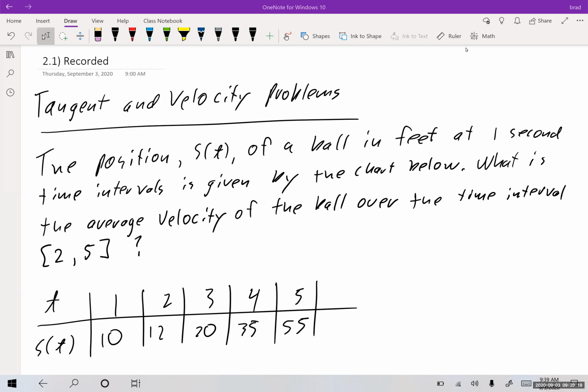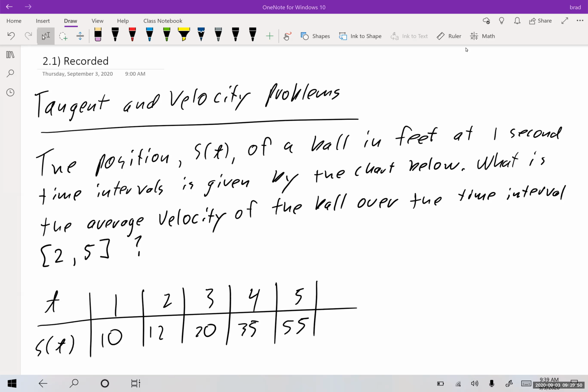Okay, so for 2.1, it's a pretty short section. We're gonna talk about tangent and velocity problems. One of the main things you focus on in Calc 1 is the instantaneous rate of change. We also will talk about integration at the end of the semester, but in the beginning, we really want to focus on the instantaneous rate of change and how it comes from the average rate of change, and how we can develop that concept to come to be instantaneous rate of change.